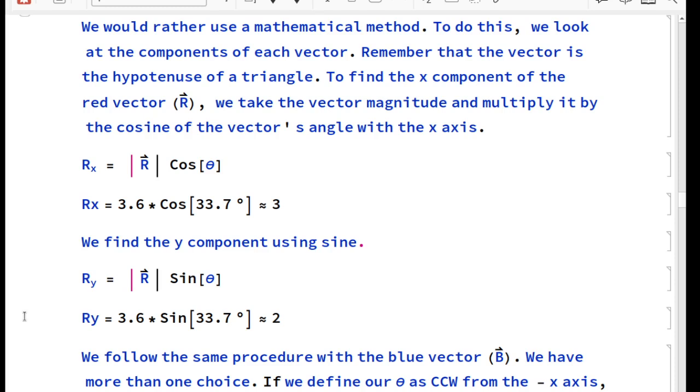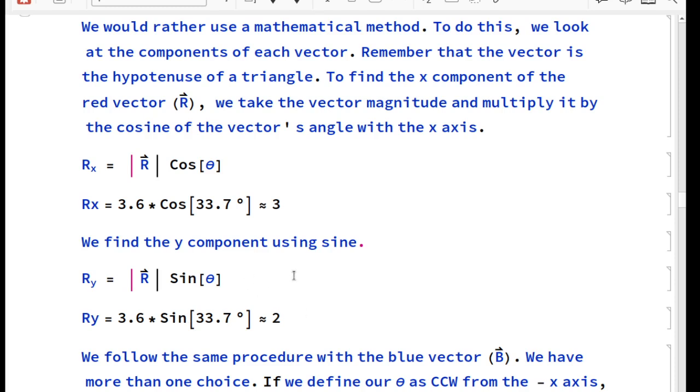The way we do things, we use the positive x-axis as our origin and we go counterclockwise. If we do it that way, then the x component is always cosine and the y component is always sine. For example, if we have a vector that's 3.6 units long and it's 33.7 degrees above the x-axis, that gives us an x component of 3, and then a y component, 3.6 times sine of 33.7, of 2.